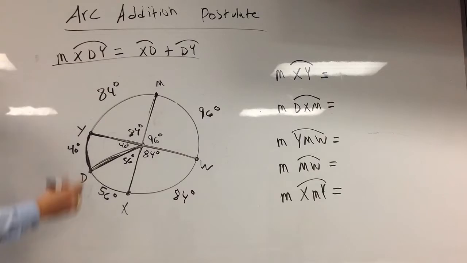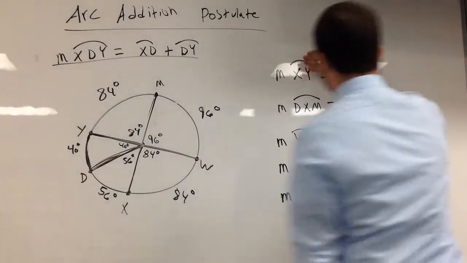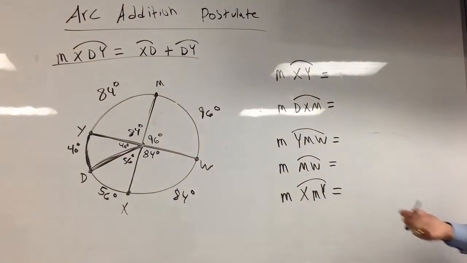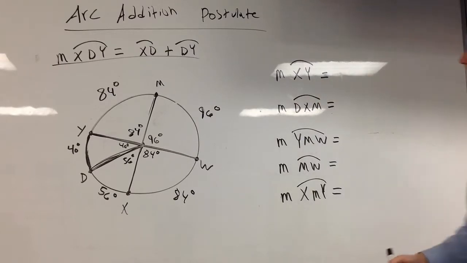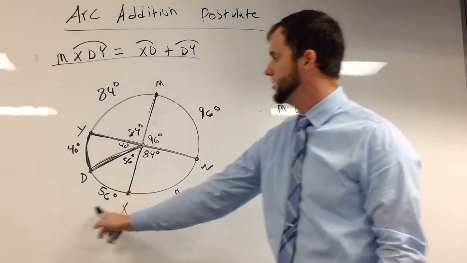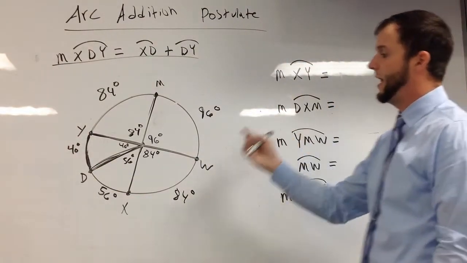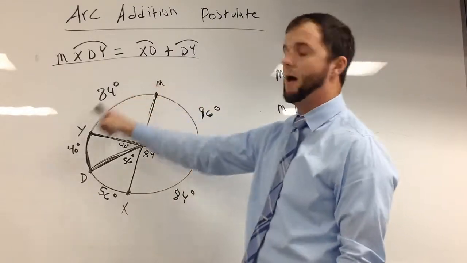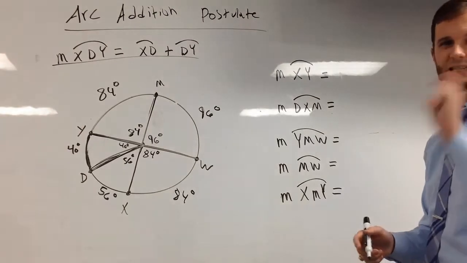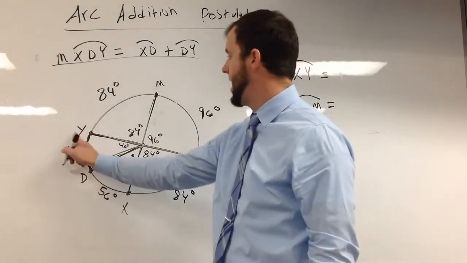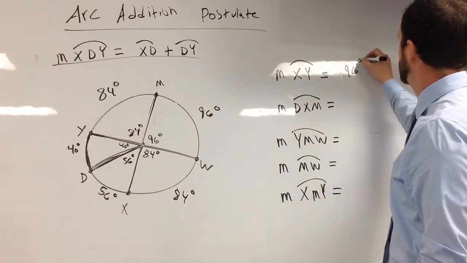So now that we know the measurements of the arcs by looking at the central angles, now we can figure out the different arc measurements here. So let's go and look at this. We want to find the measure of arc X and Y. So I'm going to go from X to Y. Whenever I say X and Y, I could be referring to the way all the way around. But whenever there's just two letters, you're going to be dealing with the shortest distance. So from X to Y, if I add 56 and 40 together, that's going to give me 96 degrees.